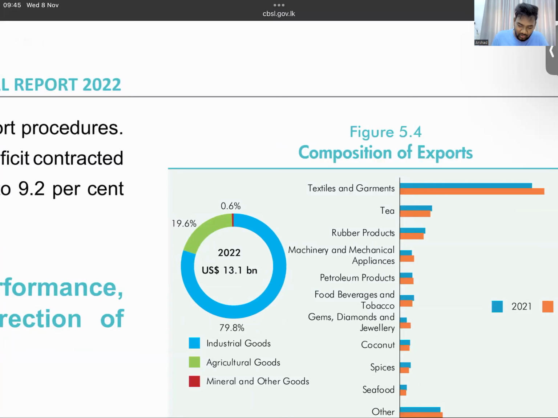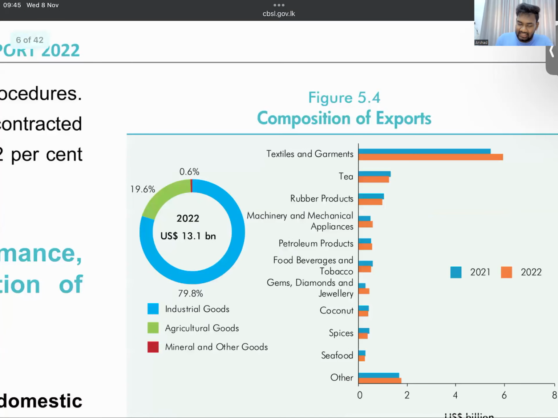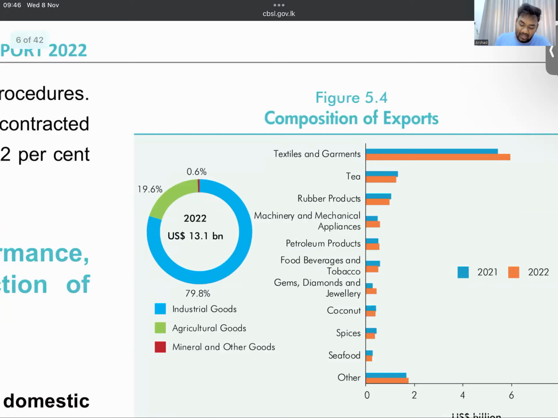What do you all think? Just go through in this order, eliminate the ones that are agricultural and mineral and other. Eliminate those, you can get the top 3. Textile and garments, number 1. Tea, no. Rubber products can be number 2, because of the 2022 central bank report. Machinery and stuff, those can be industry. That can be your number 3. If not petroleum, it has to be food and beverage.